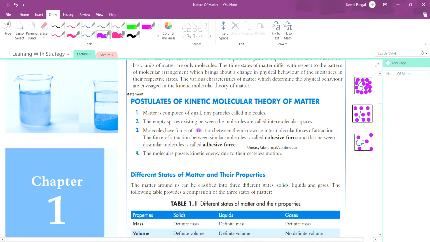So, the empty spaces existing between the molecules are called intermolecular spaces. Just understand what it means. See, here is some space between two molecules, here is some space, here is some space. Space is indicated by the pink color. Everywhere there is some space between the particles. Here also is some space. Space is more here.